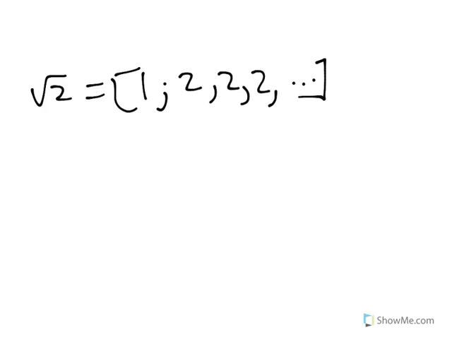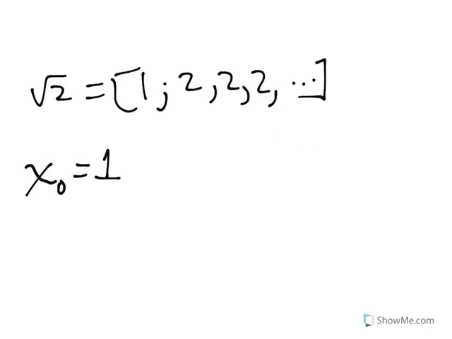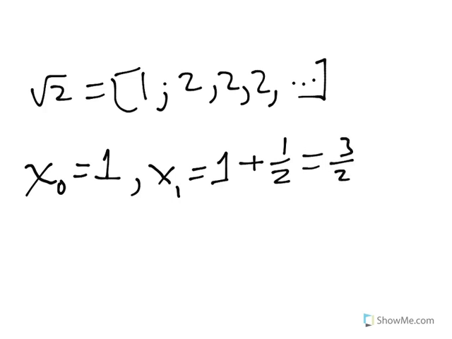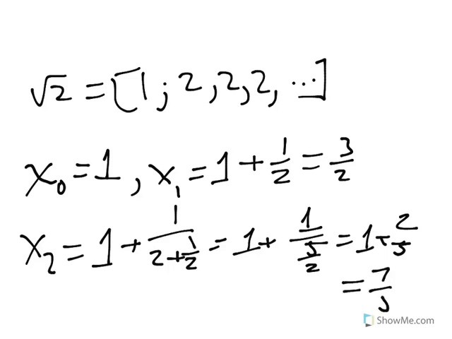Now this actually can be used as a way to find approximations for the square root of 2. If we just get rid of everything after the first plus sign, we would get 1 as our first approximation. If instead I do 1 plus 1 over 2, I get 3 halves as my second approximation. If instead I do 1 plus 1 over 2 plus 1 over 2, I get 1 plus 1 over 5 over 2, which is 1 plus 2/5, which is 7 over 5.